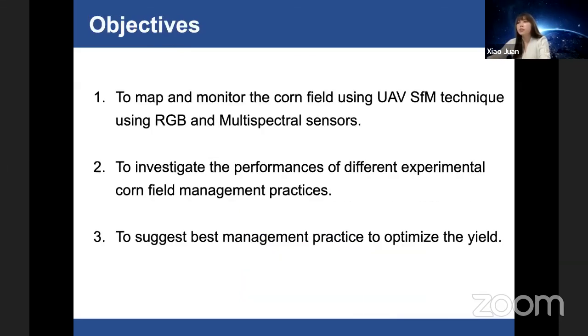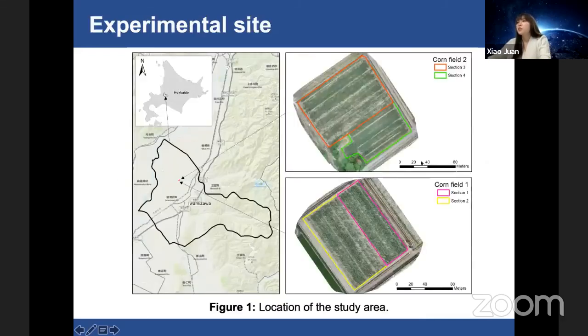The objectives are to map and monitor the cornfield using the UAV structure from motion technique with RGB and multispectral sensors, to investigate the performance of different experimental cornfield management practices, and to suggest the best management practice to optimize the yield. This map shows the location of the experiment sites, located in Iwamizawa in Hokkaido, Japan. The experimental sites are field one and field two, each divided into two sections.